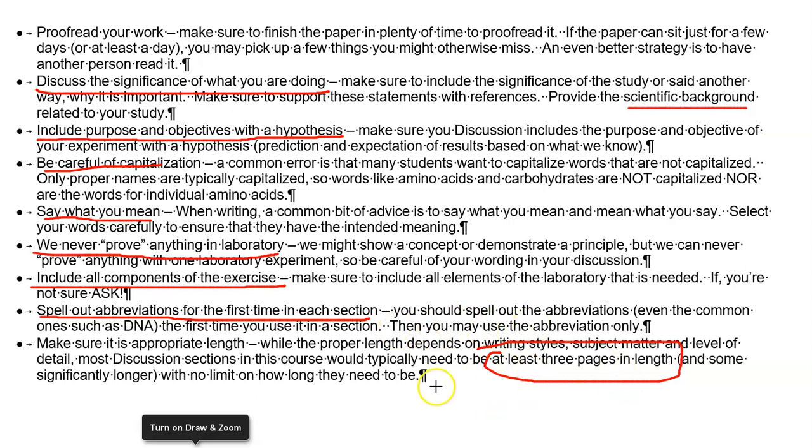So hopefully this is going to help you in terms of getting a much better score on your paper by avoiding these common errors that often end up costing students points.